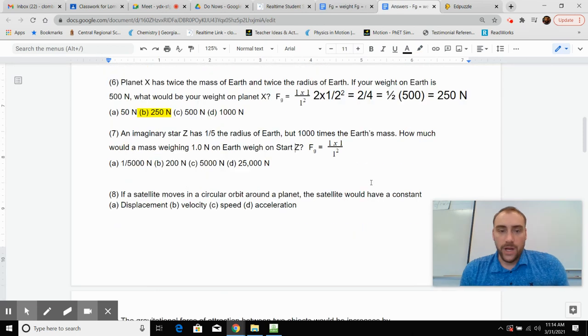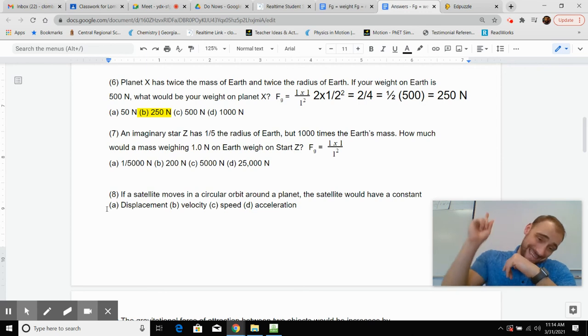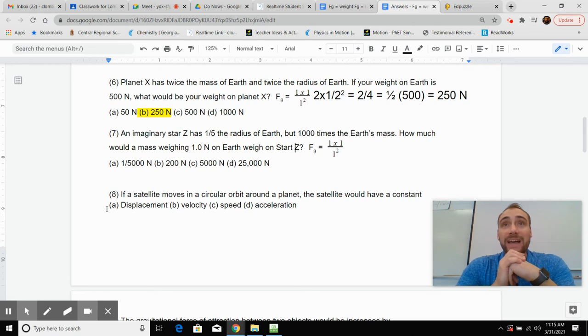Okay, I do want to do 7 as well. An imaginary star, calling it star Z, has 1/5 the radius of Earth. So guys, remember from our simulation yesterday, what happened when we took the one moon and the planet and we brought them closer together? What happened to the force? It went up. It went up faster than that house in the movie Up. Now it's going to increase exponentially.